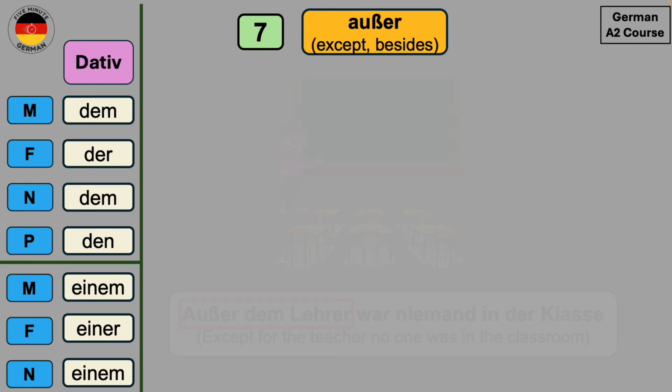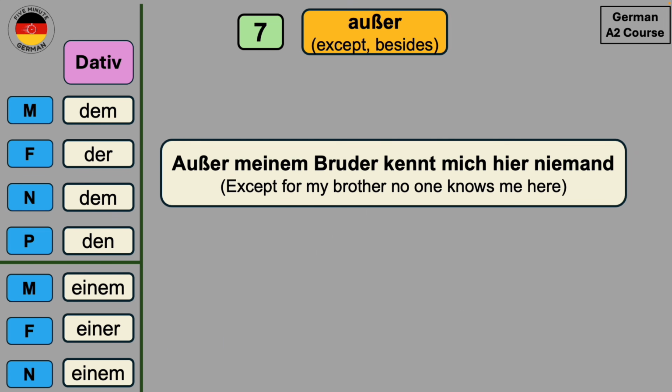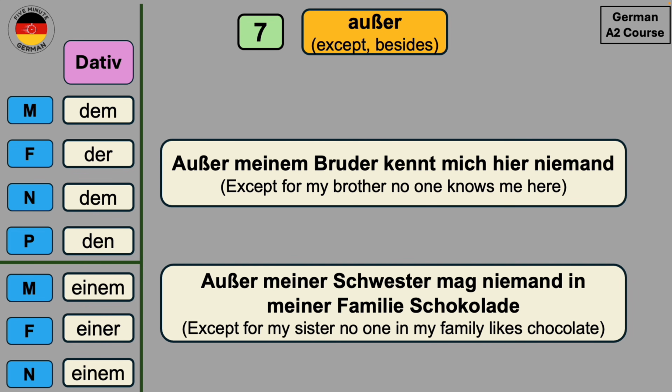Other examples can be, außer meinem Bruder kennt mich hier niemand. Except for my brother, no one knows me here. Or you can say, außer meiner Schwester mag niemand in meiner Familie Schokolade. Except for my sister, no one in my family likes chocolate. So this is how you use außer in different situations.